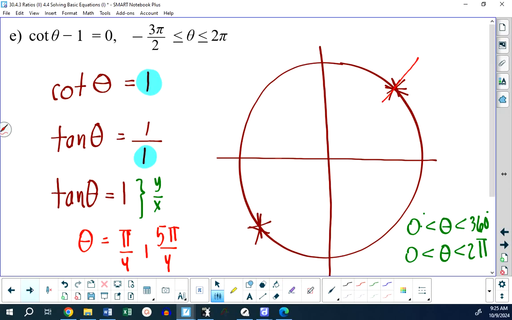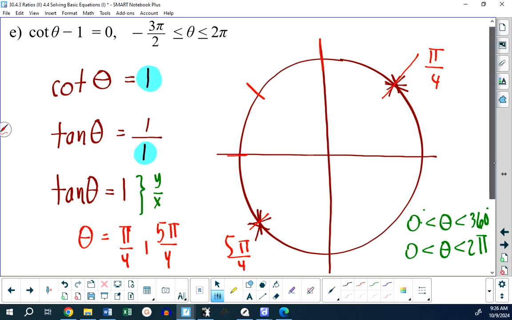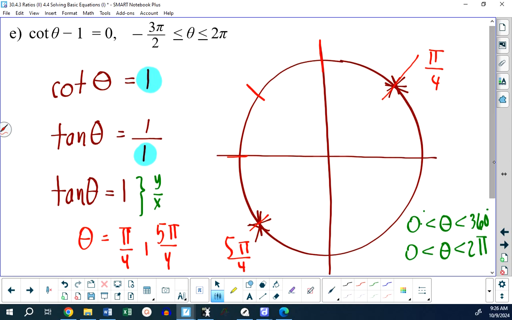1 pi over 4, 2, 3, 4, 5 pi over 4. Right? Those definitely have tangents equal to 1. Now what you do is the following. You can do it in a number of different ways. Okay? But I think most students will have the most success if they follow this procedure.